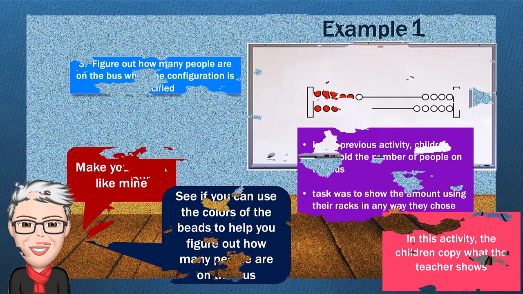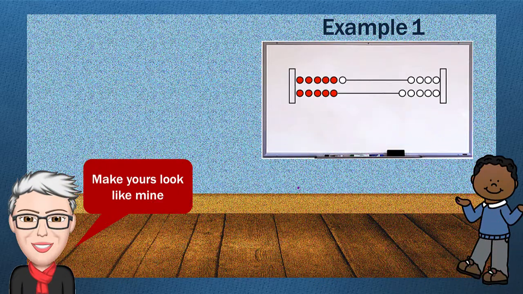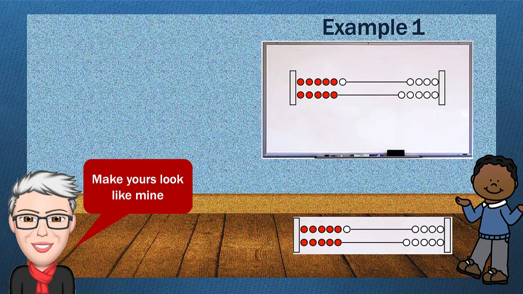The initial part of this task is interesting in and of itself. To make his rack look like the teacher's, the child has to essentially copy what the teacher has shown. How might he do that? What might he be thinking? How might that influence how he figured out how many people are on the bus?